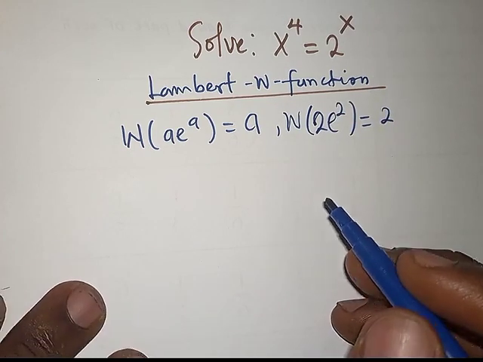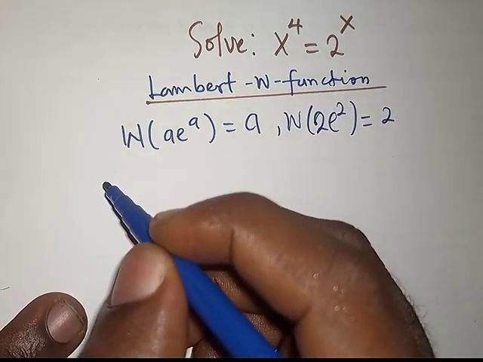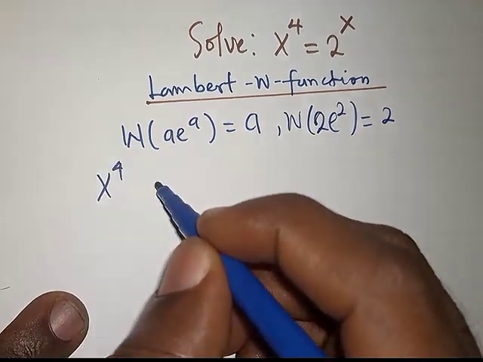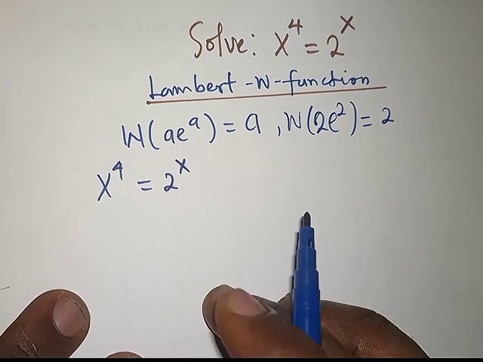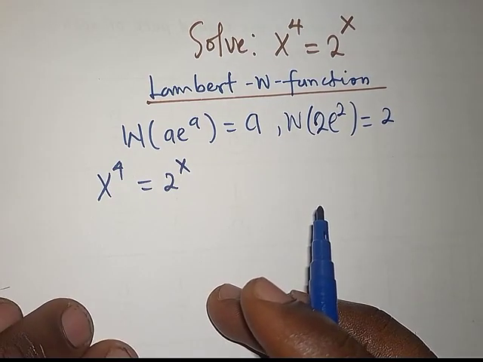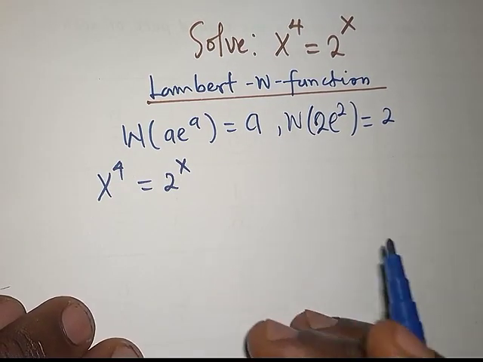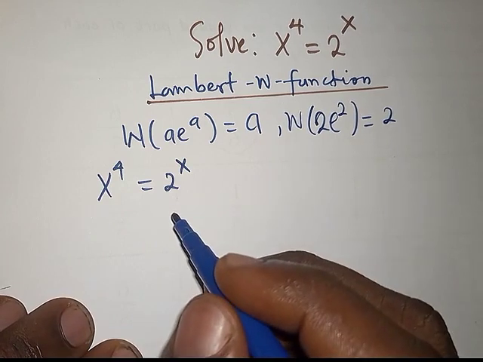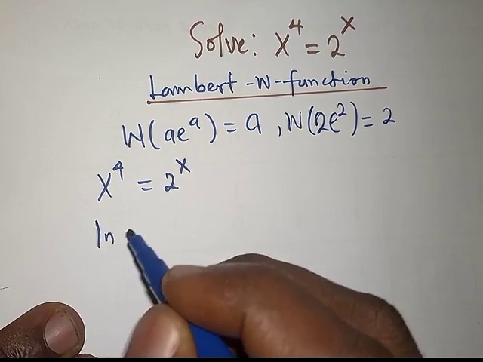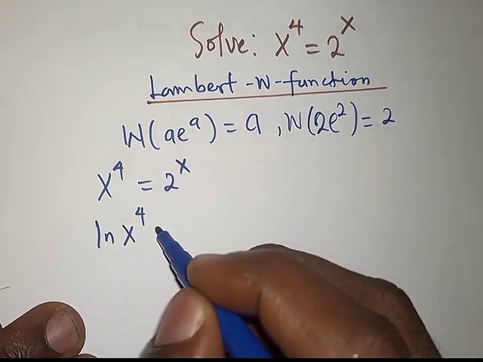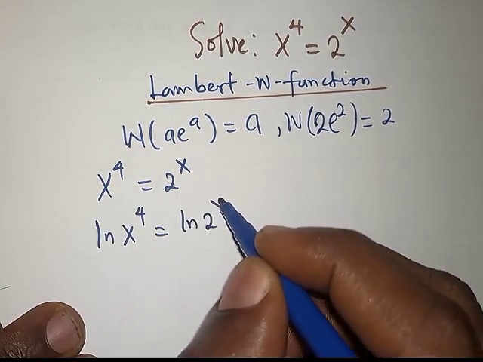Okay, so let's bring out the equation. x to the power 4 equals 2 to the power x. So now from here, the next thing we are going to do is introduce a natural log to both sides of this equation, that is ln. We have ln x to the power 4 equals ln 2 to the power x.